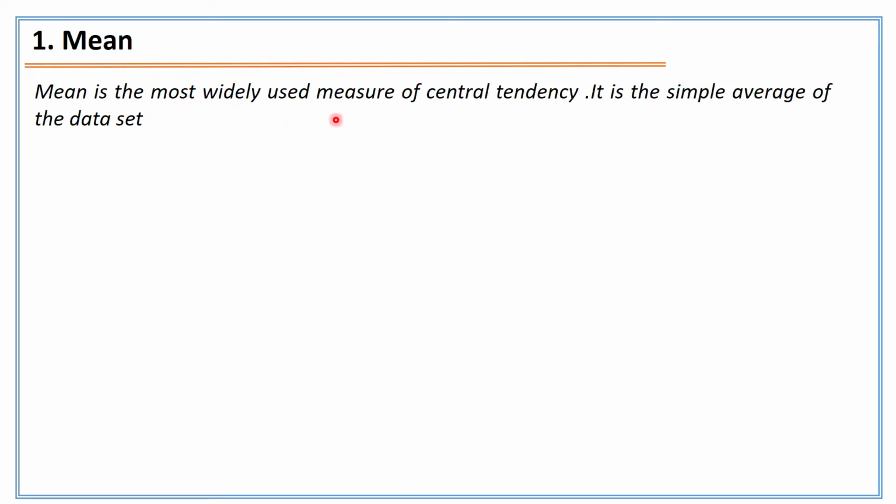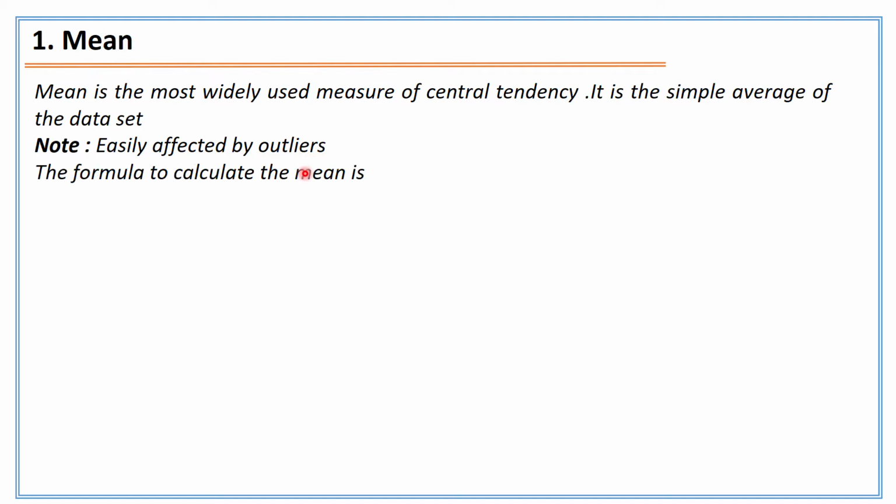What is the mean? Mean is the most widely used measure of central tendency. I hope now you understand what central tendency is. If not, you can watch my previous videos. It is the simple average of the data set. But the mean is easily affected by outliers. If there are some abrupt values in the data series, it will be easily affected by them.